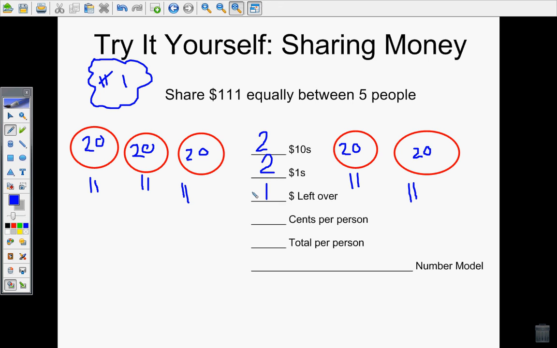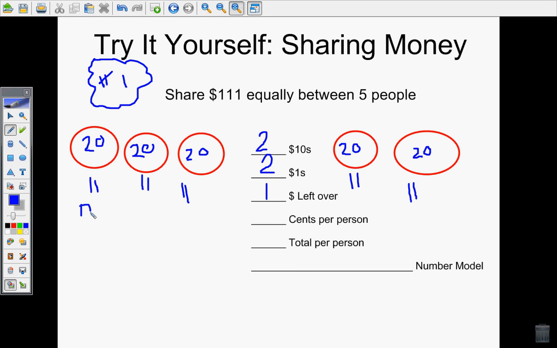Well, I could try 50-cent pieces, but since I only have $1, it would be 2 50-cent pieces. These people would get something, the rest of them wouldn't. That's not fair. My next biggest one would be quarters. Quarters will get me close. It'd be 25, 50, 75, $1. But again, this person wouldn't get anything. That's not fair. I'm going to have to go down to dimes.